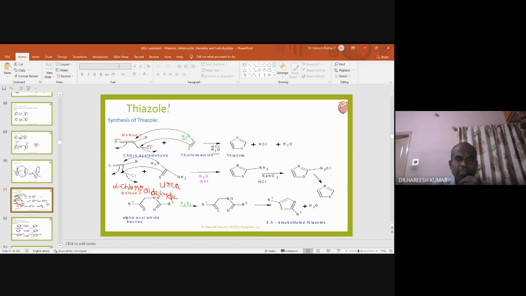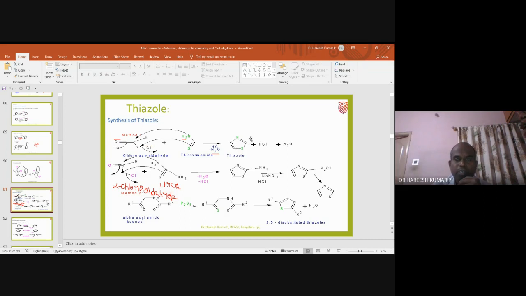So what is thiazole? Thiazole is a five-membered ring containing heteroatoms, more particularly sulfur and nitrogen, at the 1 and 3 positions. So, if we are looking into the preparation or synthesis, how can one synthesize a thiazole?